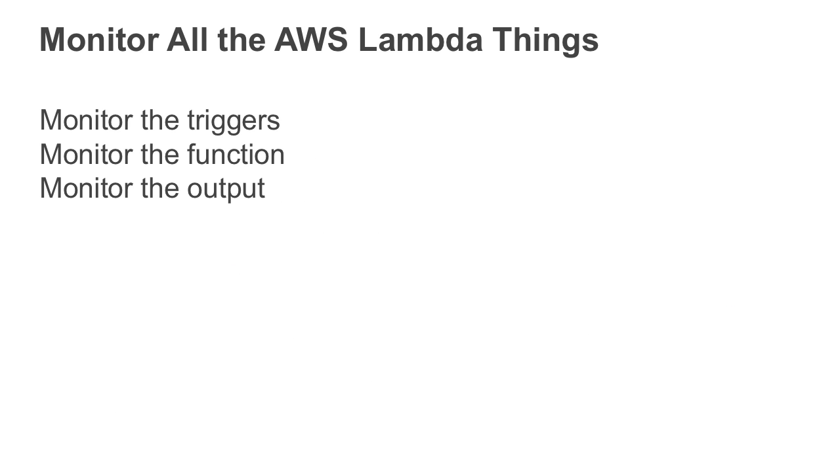So if you want to monitor Lambda, you should really be monitoring the function, but you should also monitor the triggers. If you're dealing with S3 or Kinesis or Dynamo, you should be monitoring those things as well. And then when your function's done, you're going to output it somewhere, so monitor the output as well. That will give you the full view of what's going on with all of your Lambdas.